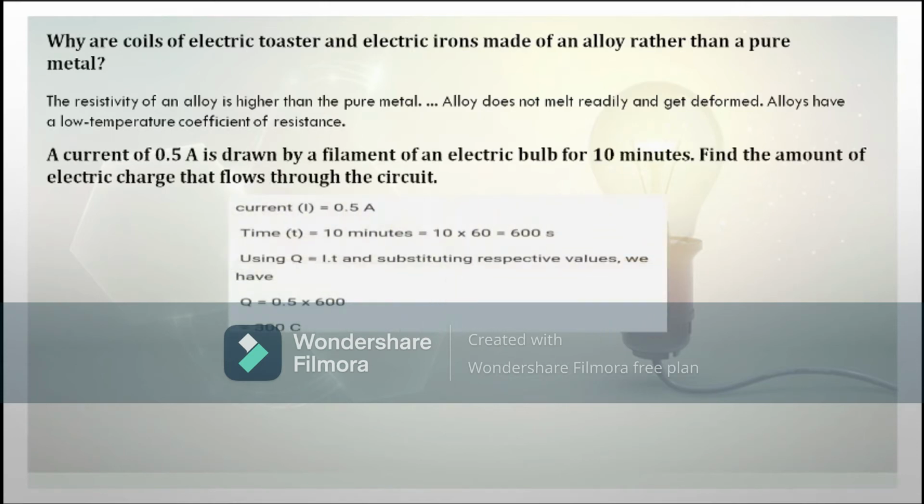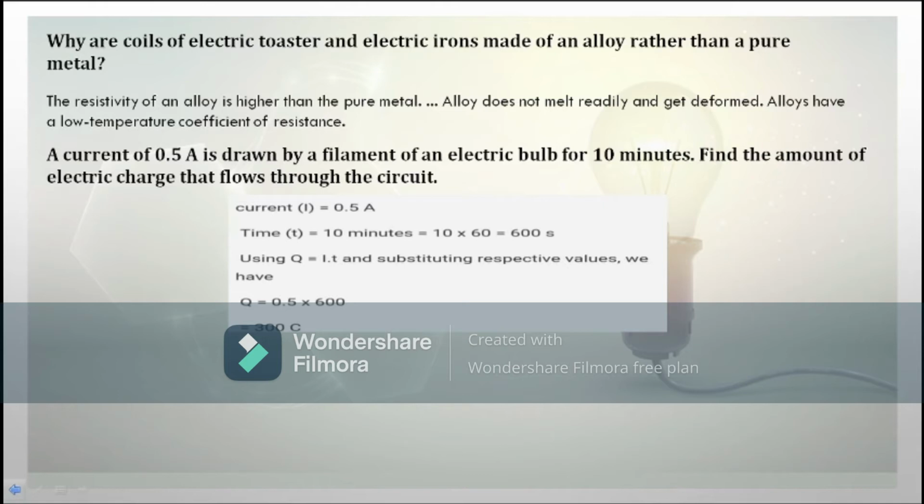Now you should know how to solve the problems also. A simple problem that I am going to show you here is very important. It will give you an idea how to solve other problems. Suppose an electric current of 0.5 amperes is drawn by a filament of an electric bulb for 10 minutes. If a bulb burns for 10 minutes and draws a current of 0.5 amperes, you have to find the amount of electric charge that flows through the circuit.